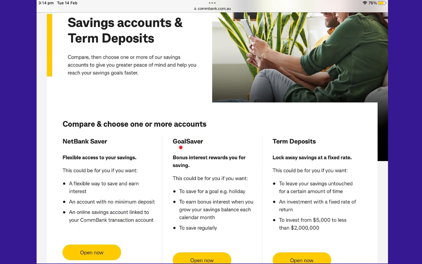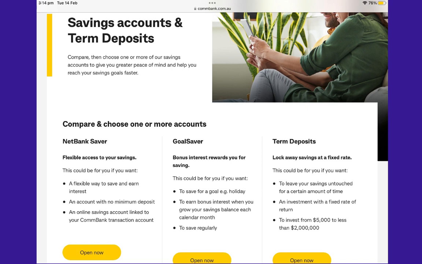They've also got another option called a Goal Saver, where you get extra interest for saving. So if you want to save for a holiday, save for a car, and if you save regularly, then you'll get paid a higher interest. So the two savings accounts is one way of saving your money.